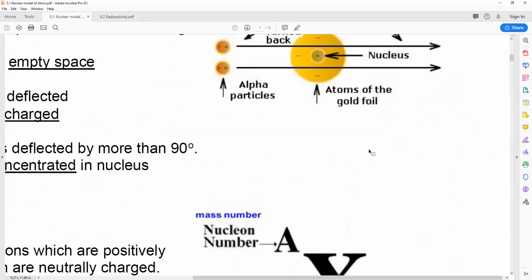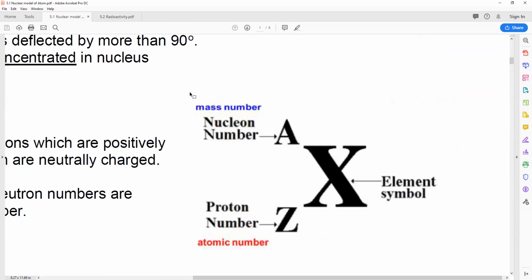And then the second thing that you need to know is the element symbol, and what each and every one of the numbers represents. Usually the large alphabet here will be the element symbol. The bottom number will be the proton number, which is the positive charges. The top number here is the nucleon number. What does nucleon number mean, guys? What is inside?